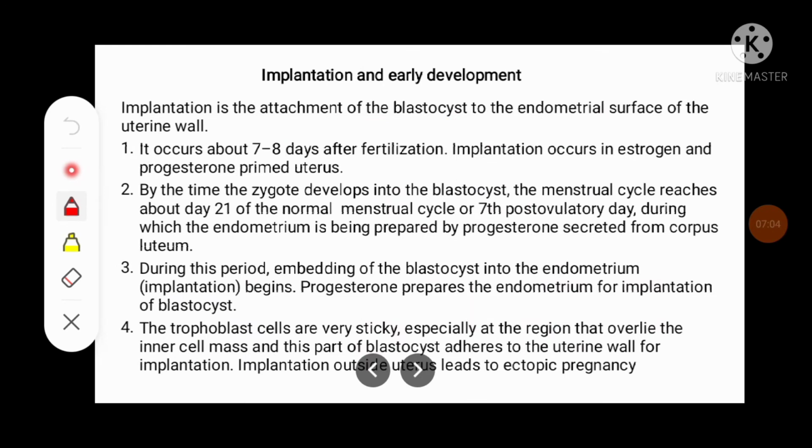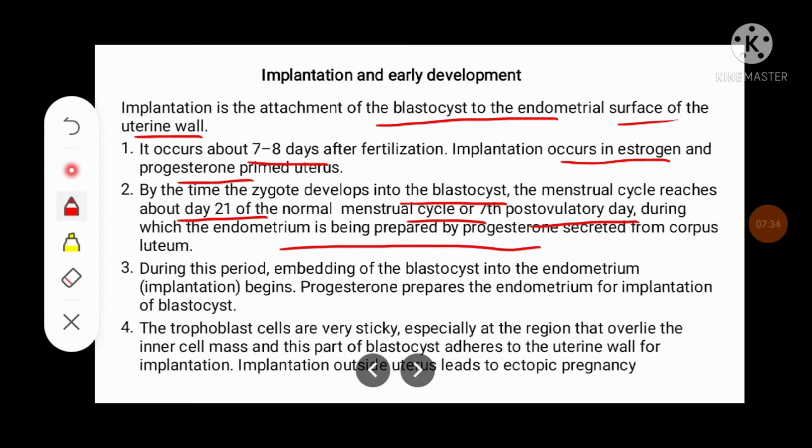Implantation and early development. Implantation is the attachment of the blastocyst to the endometrial surface of the uterine wall. It occurs about 7 to 8 days after fertilization. Implantation occurs in an estrogen and progesterone primed uterus. By the time the zygote develops into the blastocyst, the menstrual cycle reaches about the 21st day of the normal menstrual cycle and the 7th post-ovulatory day, during which the endometrium is being prepared by progesterone secreted from the corpus luteum. During this period, embedding of the blastocyst into the endometrium, implantation, begins.